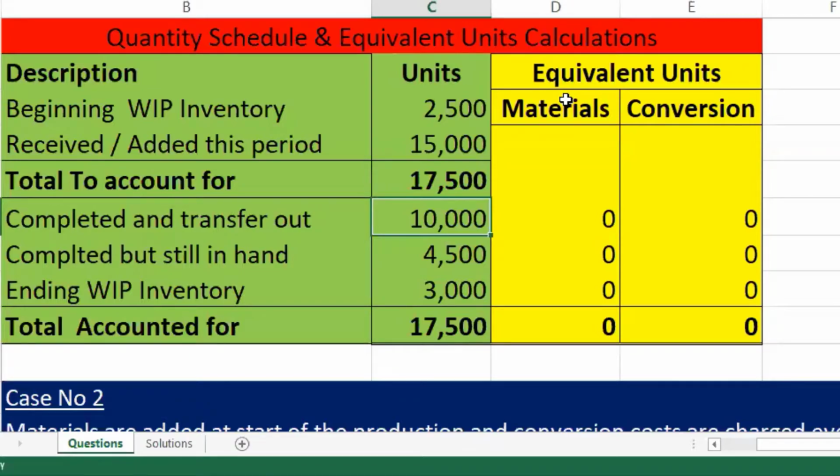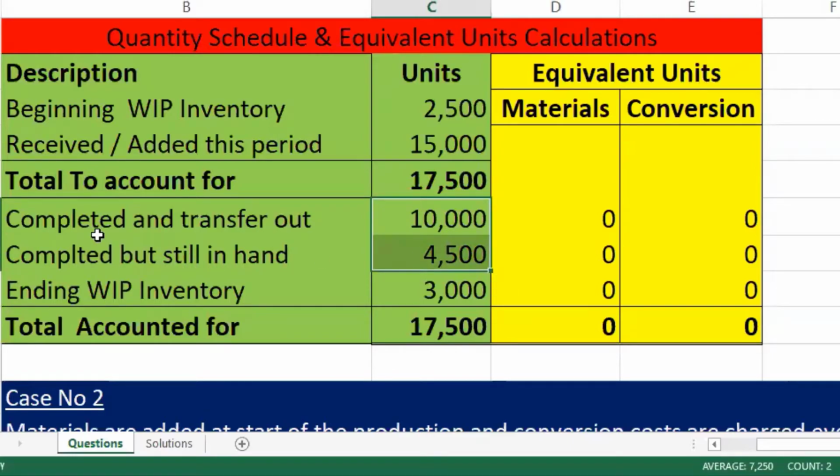When we are using the weighted average method, we will not segregate the opening inventory and this period's units separately. We will combine all those units, and here we have combined units of 10,000 and 4,500, that are 14,500, and these are inclusive of 2,500 units.